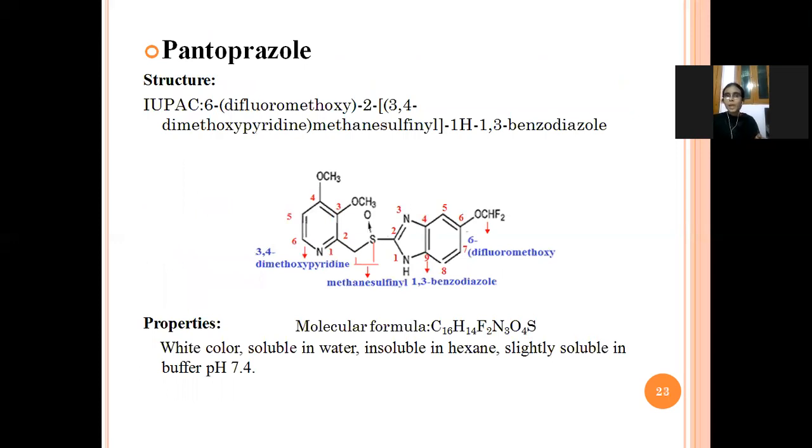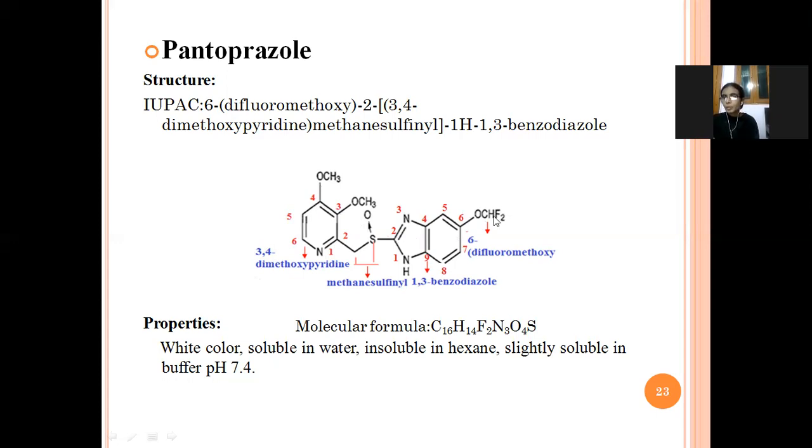Next drug is pantoprazole, and this is the structure and IUPAC name: 6-difluoromethoxy, and 2, 3,4-dimethoxypyridine methane sulfonyl 1,3 benzodiazole. So this is the structure of the benzodiazole. In 1,3 benzodiazole, in sixth position difluoromethoxy. Here in second position the methane sulfonyl, and 3,4-dimethoxypyridine is present.